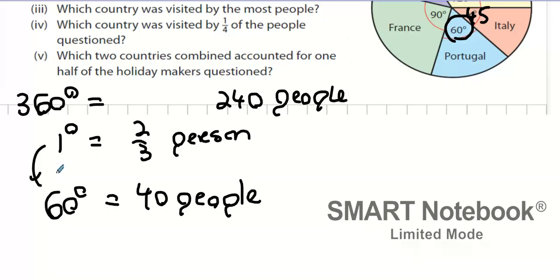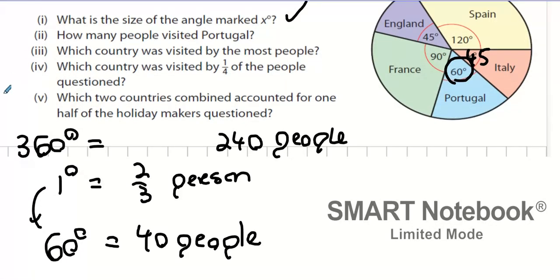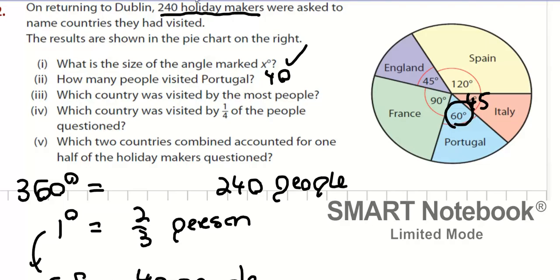Done. Okay, 60 people. All right. Now, done. 40 people. Which country had the most people that visited? What country do you think? Spain. Because it's the largest sector, isn't it?